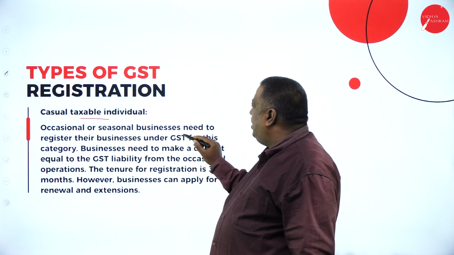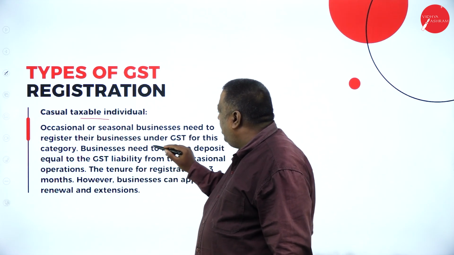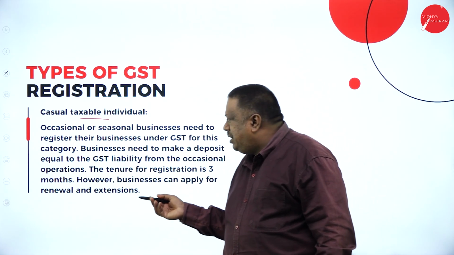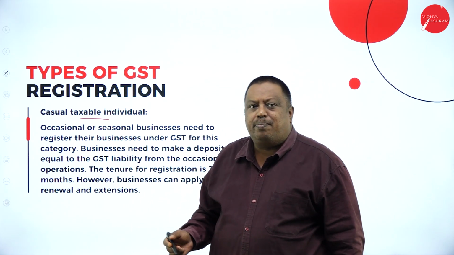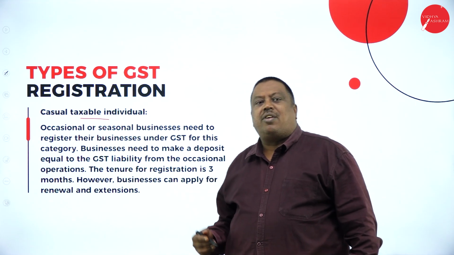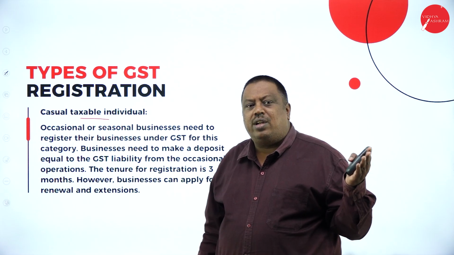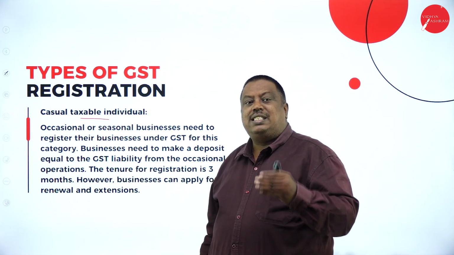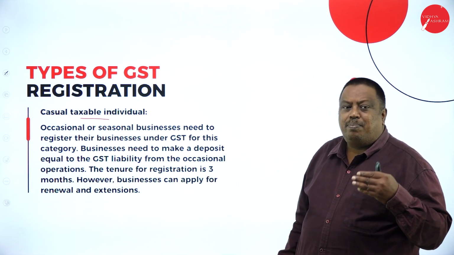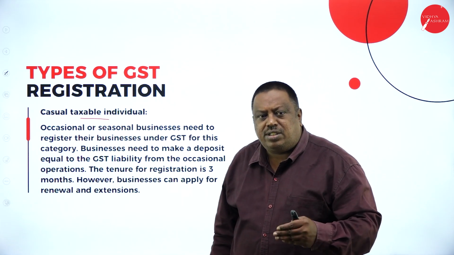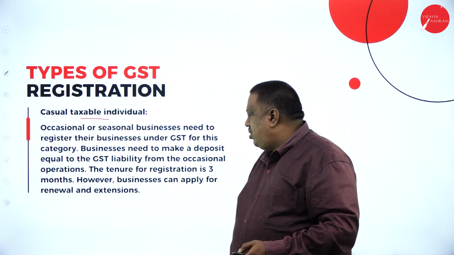Occasional or seasonal businesses need to register their business under GST for this category. Casual, seasonal business means, for example, we are doing a crackers business, and if we are selling crackers, it can't be sold the entire 12 months. On seasonal activities, we are going to do the business. If I'm doing any seasonal business, I have to register my business in the GST.